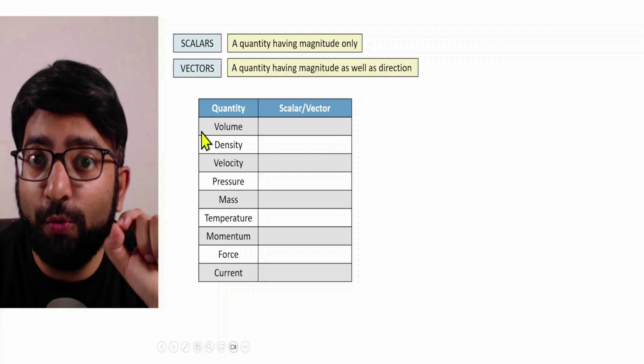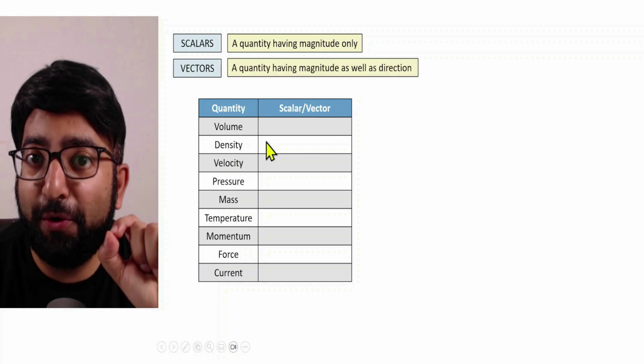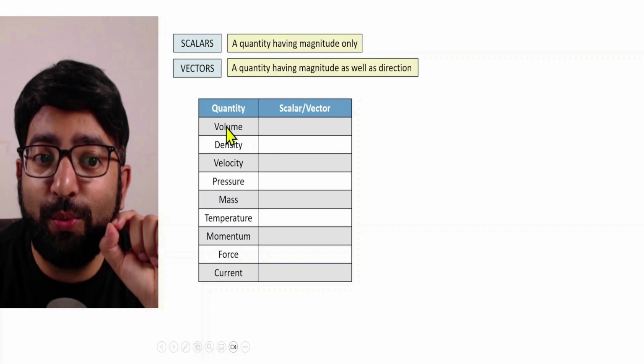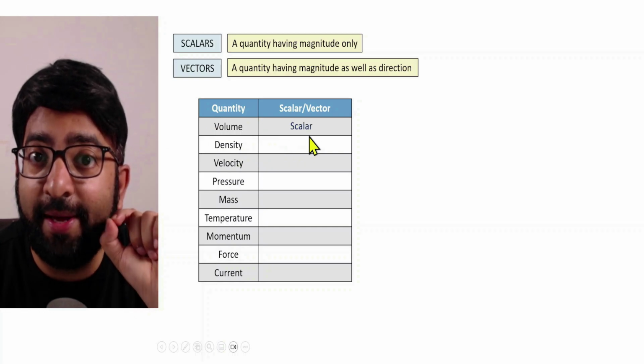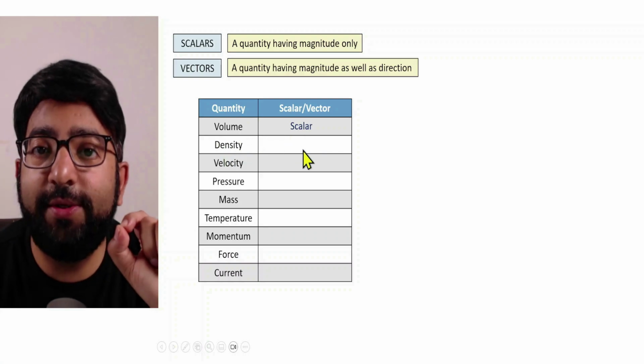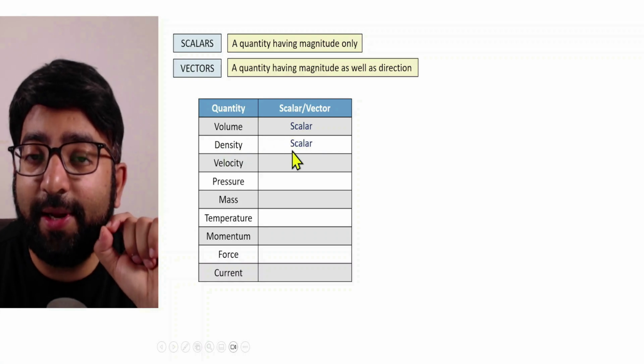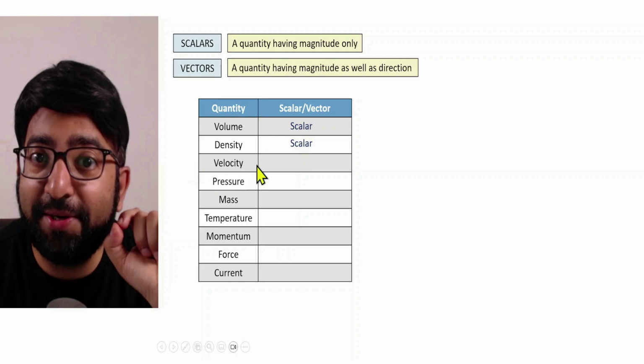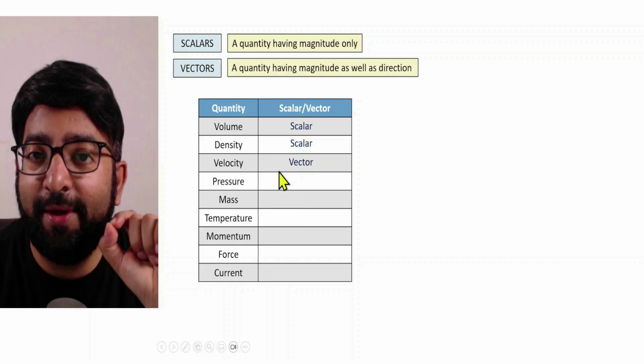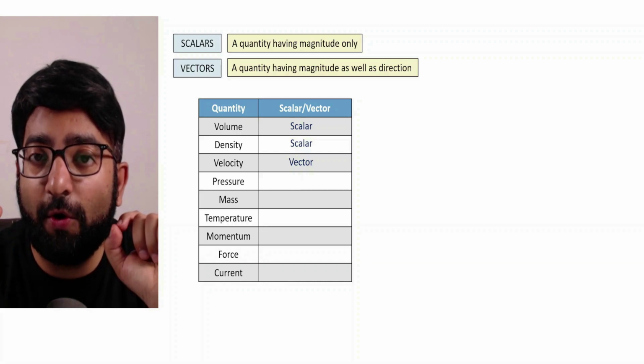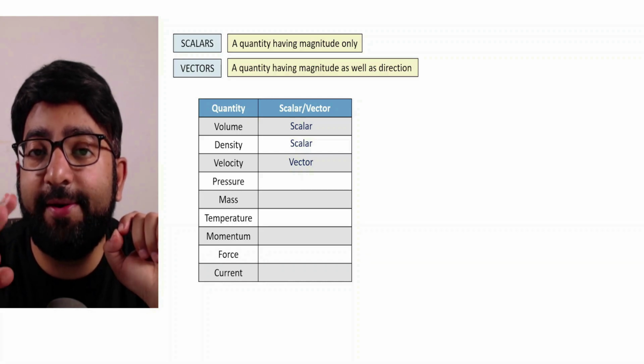All we need to focus on is these two conditions. So let's start with volume. Volume only has a magnitude. It does not have any direction. That is why volume is a scalar quantity. Similarly, density also is a scalar quantity as it does not have any direction. But velocity, on the other hand, is a vector quantity. Velocity is not only going to have a magnitude, but velocities of objects always are in a specific direction.